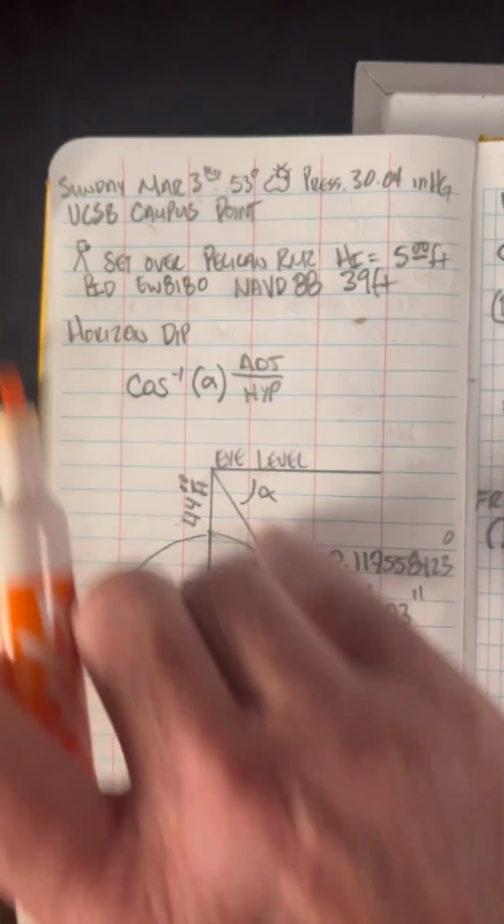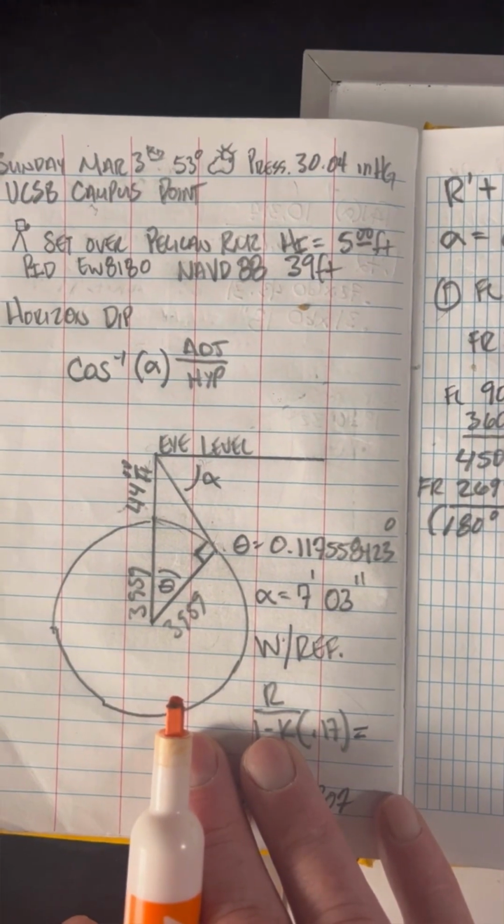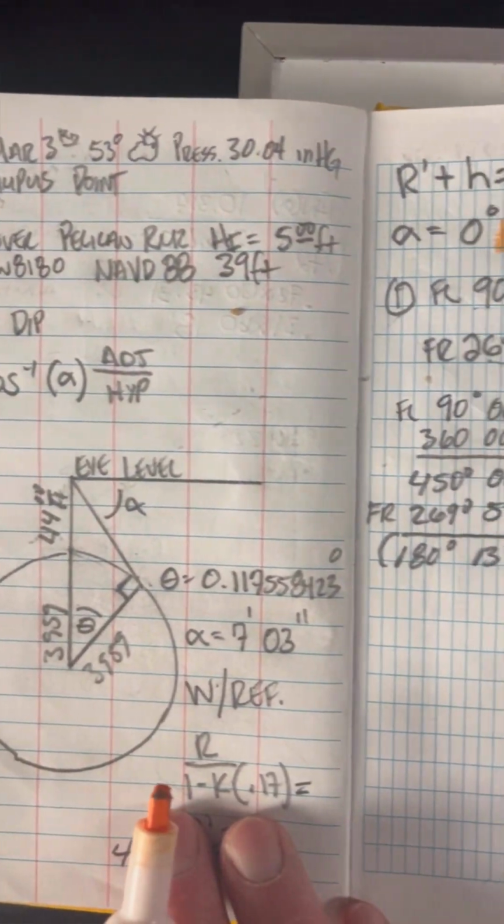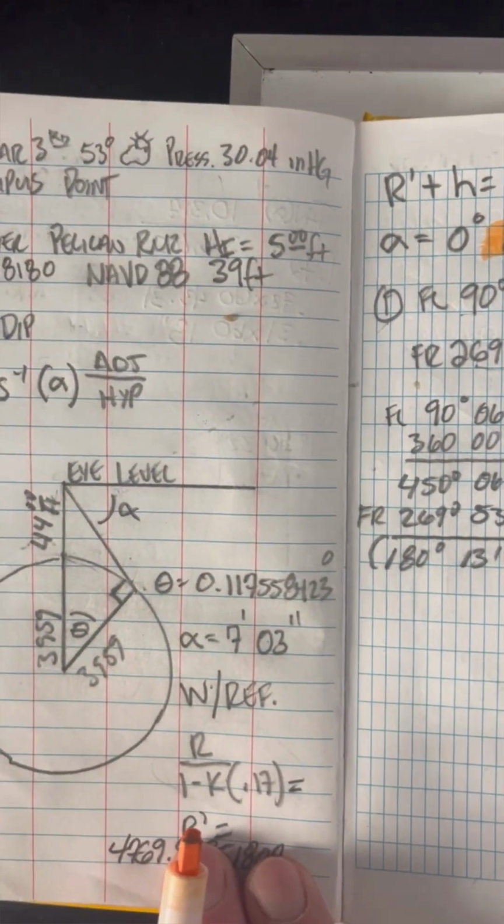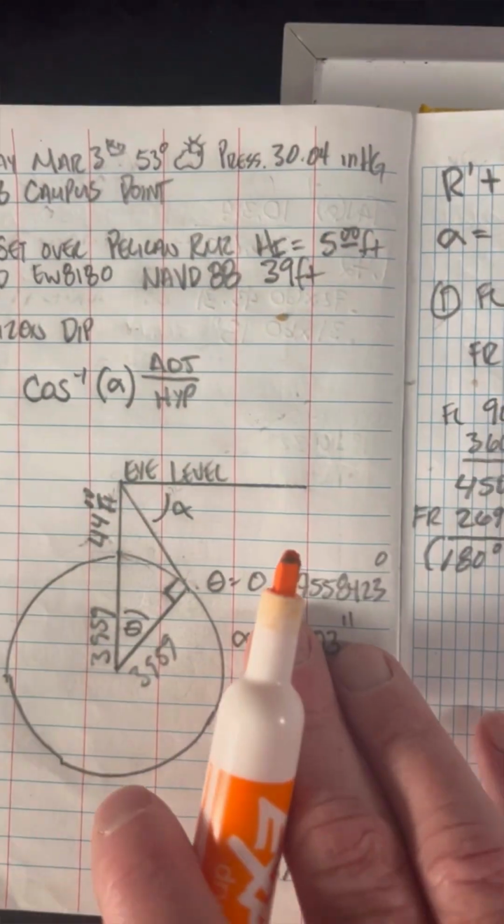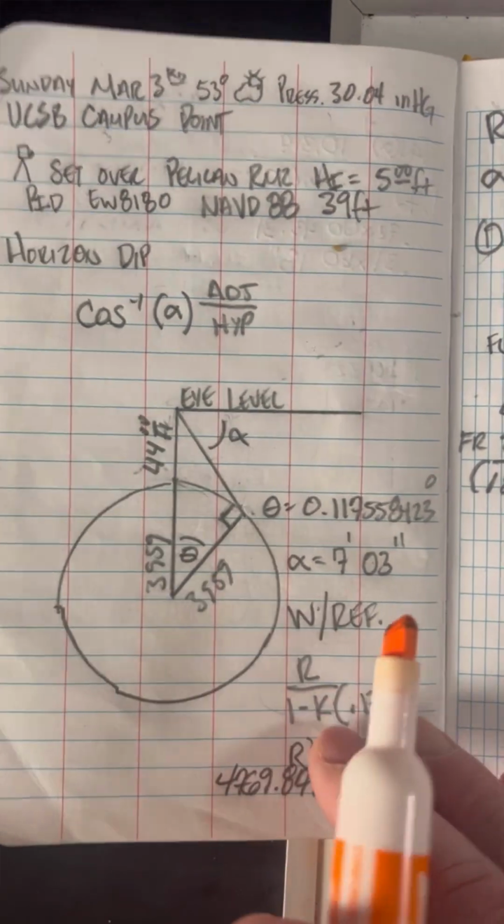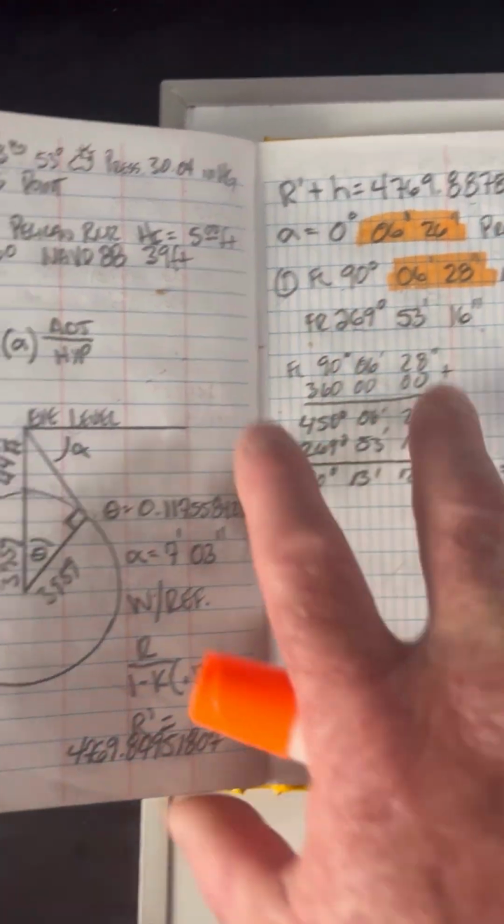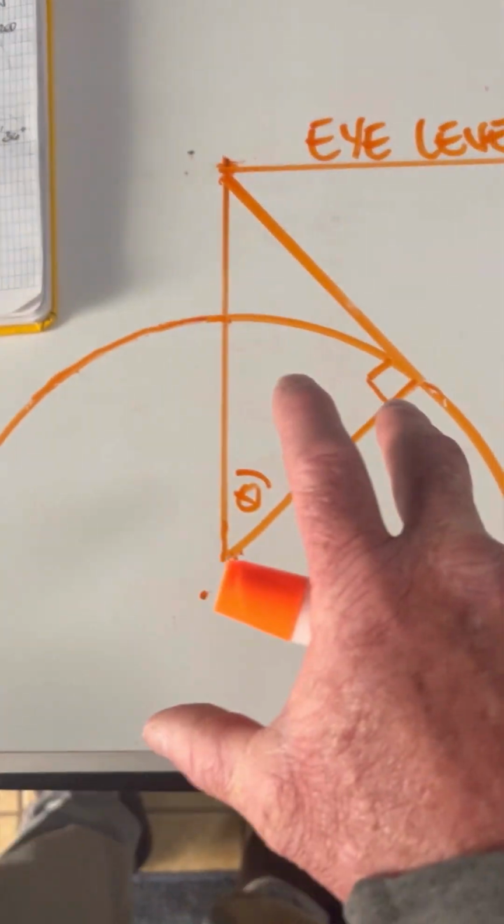I set up over a geodetic point called Pelican. Here is the identification number for that. My instrument height was 5 feet and the height above sea level was 39. And so this is how you set this problem up. Here are my results, and we're going to go over this information over here.